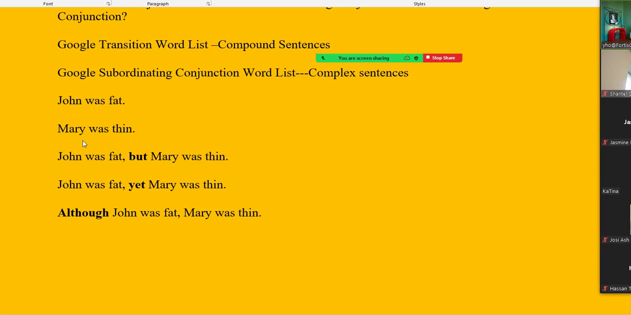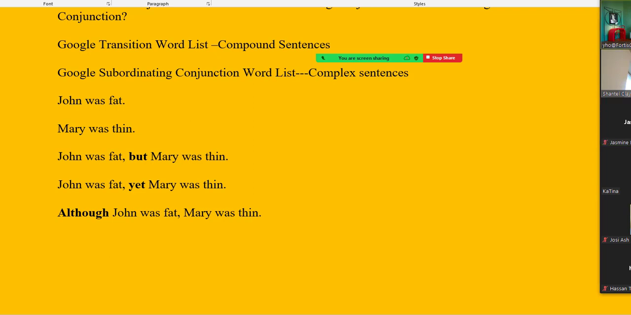John was fat, Mary was thin. John was fat, but Mary was thin. John was fat, yet Mary was thin. Although John was fat, Mary was thin. So which one of these sentences are simple sentences? Jasmine. The first sentence. Yes, John was fat, and what else? What other sentence is also a simple sentence? The second one. Mary was thin.